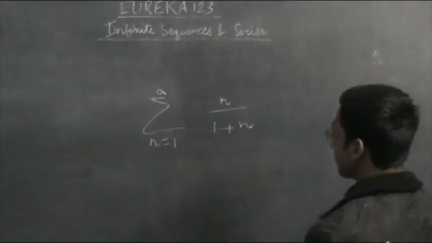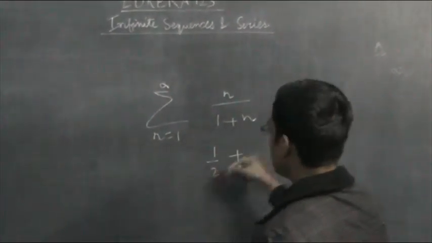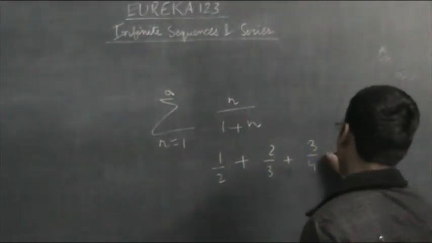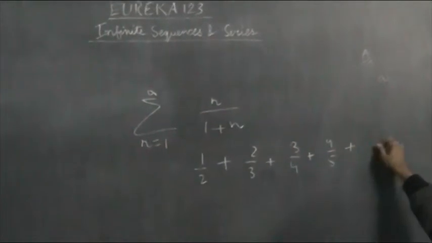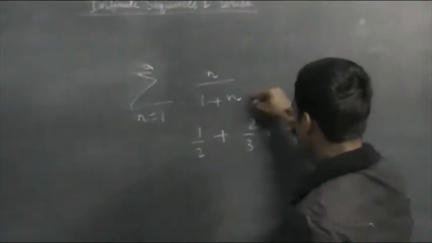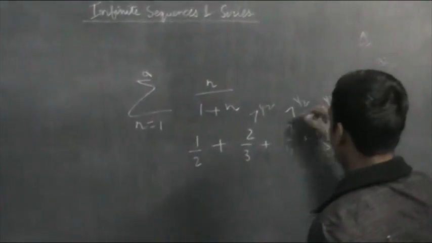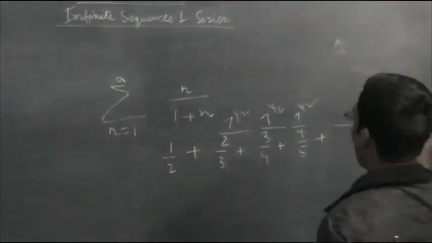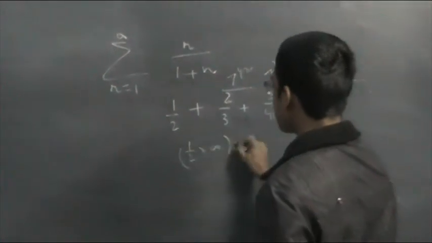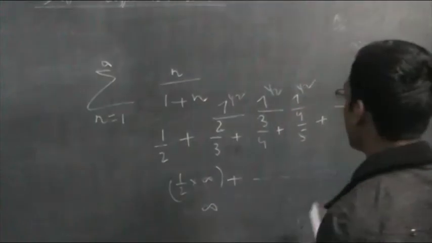So here, first let's write all the terms. When n is 1, it is 1 by 2. The series is 1 by 2 plus 2 by 3 plus 3 by 4 plus 4 by 5 and so on. So 2 by 3 is greater than half, 3 by 4 is greater than half, 4 by 5 is greater than half. So all these terms are greater than half. As a result, we get half into infinity plus something, and this is infinity. Therefore, the sum is infinity, and hence the series is said to diverge.